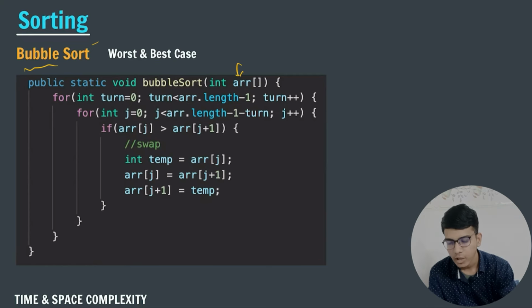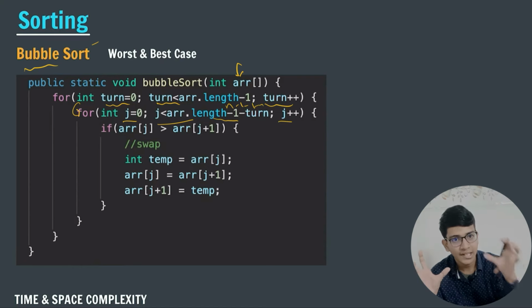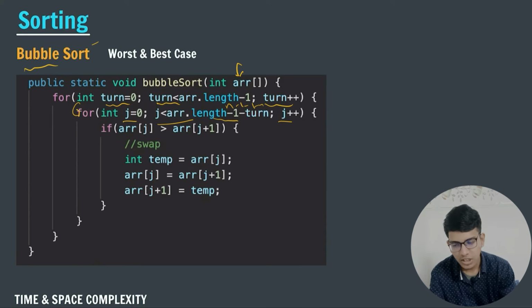In the function, first of all, we are running our outer loop, turn is equal to 0 and turn should be less than n minus 1, turn plus plus. In the inner loop, j is equal to 0 and j should be less than arr dot length minus 1 minus turn. Arr dot length is n. After it, we are doing j plus plus, and we are checking if arr of j, our first element, is greater than our second element. If yes, then swapping will take place. If not, then move to the next iteration. This is how bubble sort works, and we have already studied in detail what bubble sort is and the logic behind it.